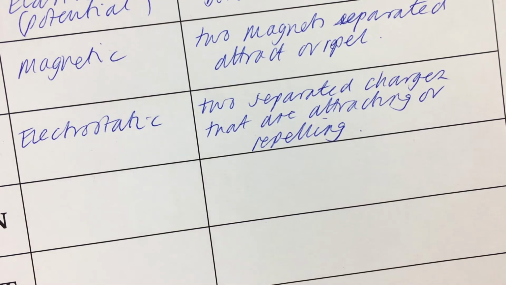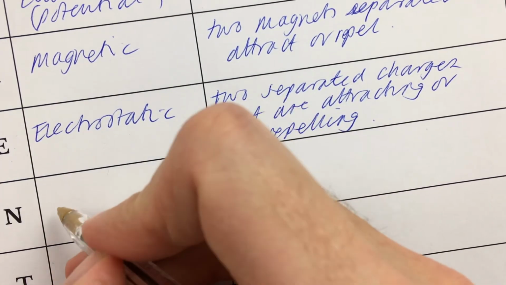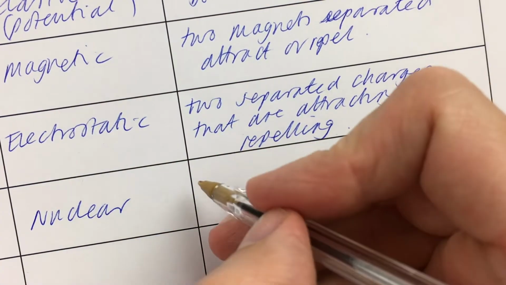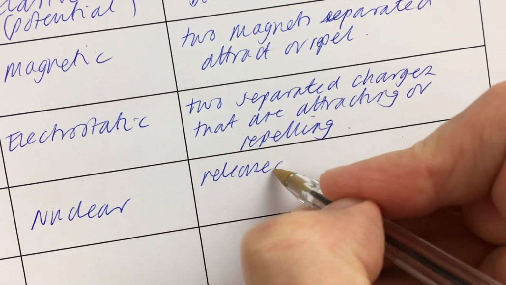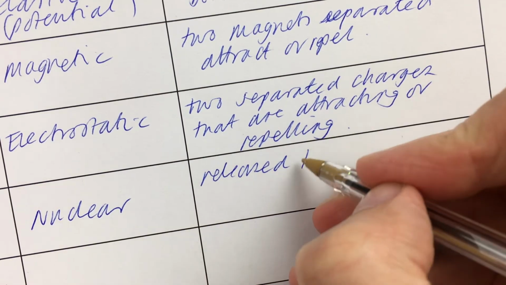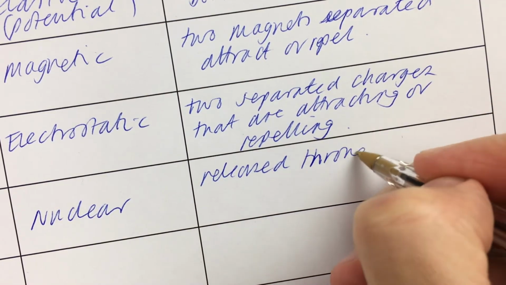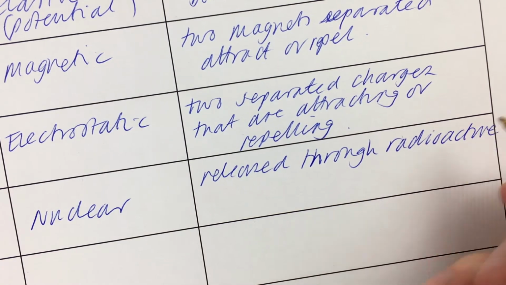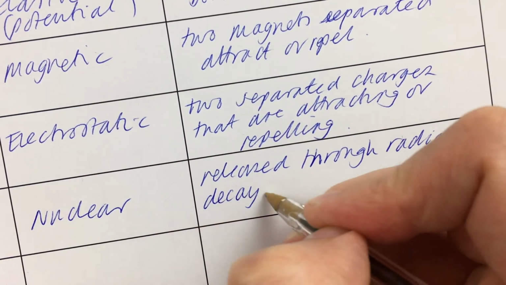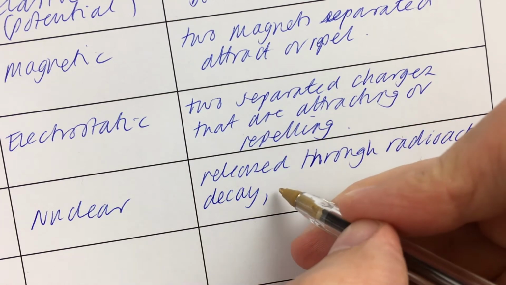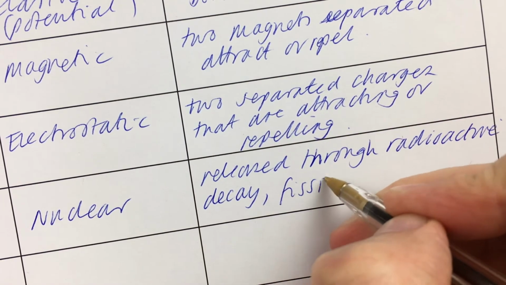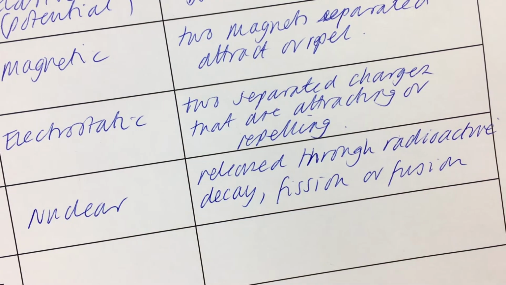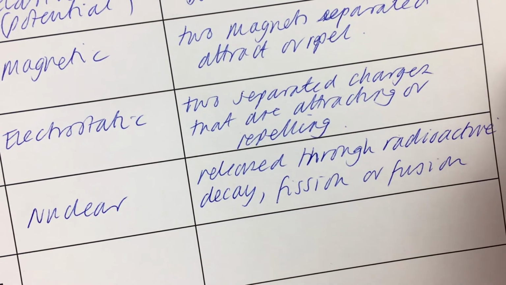Then we've got nuclear for this penultimate one. So the nuclear energy store, released through radioactive decay, in nuclear fission or fusion. You study those again in a later topic.